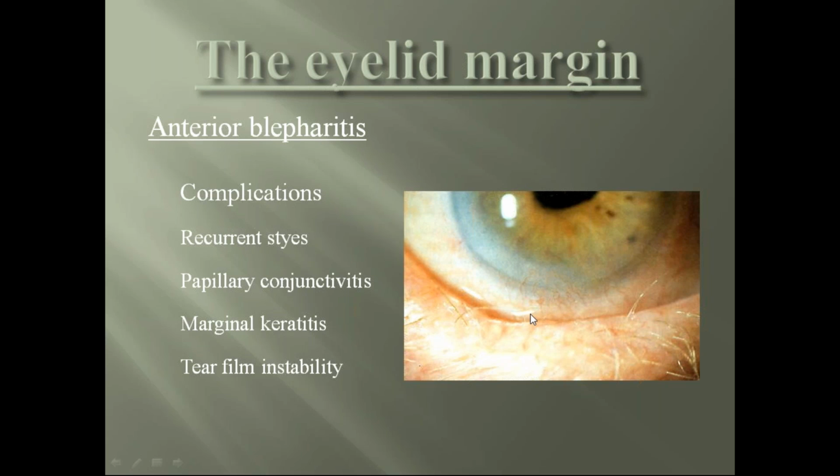This can also lead to tear film instability, some conjunctivitis, and recurrent styes. Styes are nothing but infection of the glands of Zeis, which are present in the root of the eyelashes or close to the root of the eyelashes. So it can give rise to infection of the eyelashes. Those are called styes, and it can give rise to conjunctivitis, marginal keratitis, and tear film instability. So these are the complications.